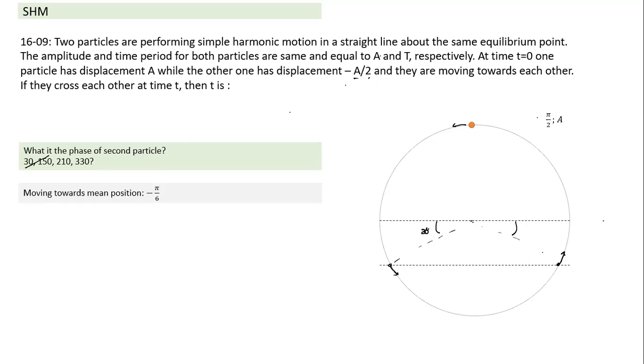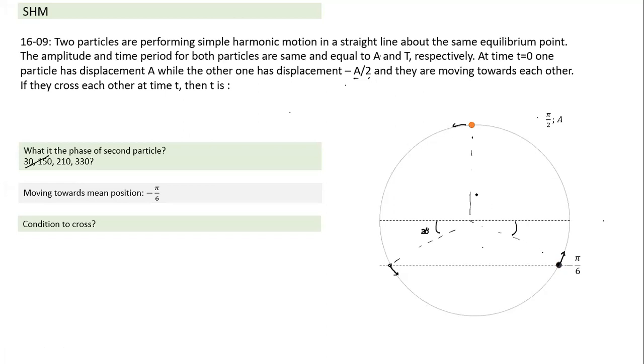So this is the correct angle. This angle I can write as 330 or as minus pi by 6. So this is how the two particles are, and since both have the same time period, the phase difference between them will remain constant. What is the phase difference? At this time, can you find the phase difference between the two? The phase difference between the two is 90 plus 30, which is 120 degrees. So the phase difference between them will always remain 120.